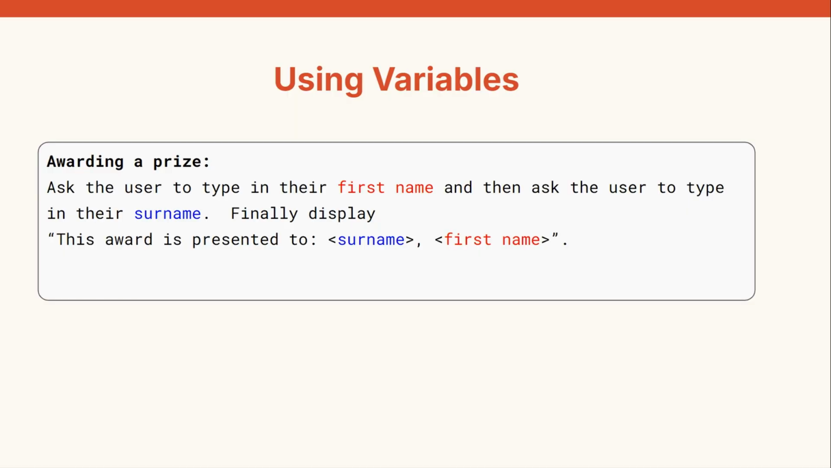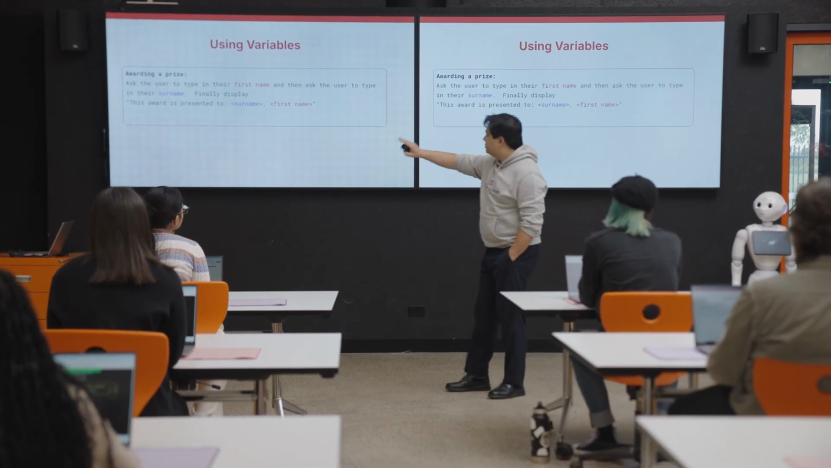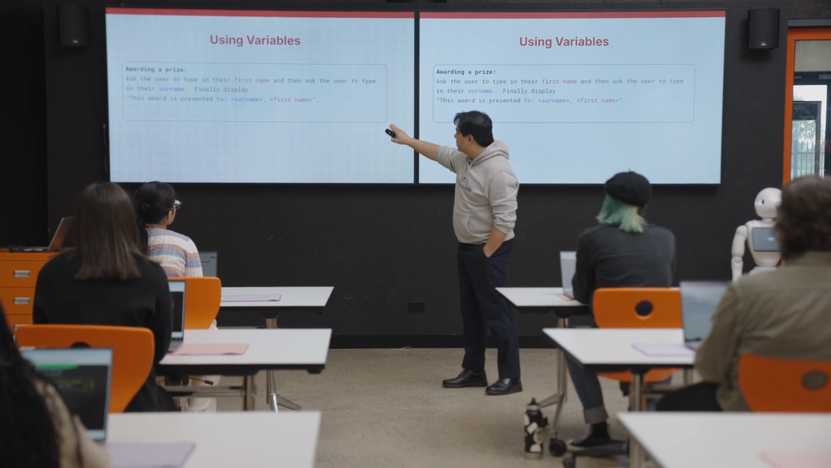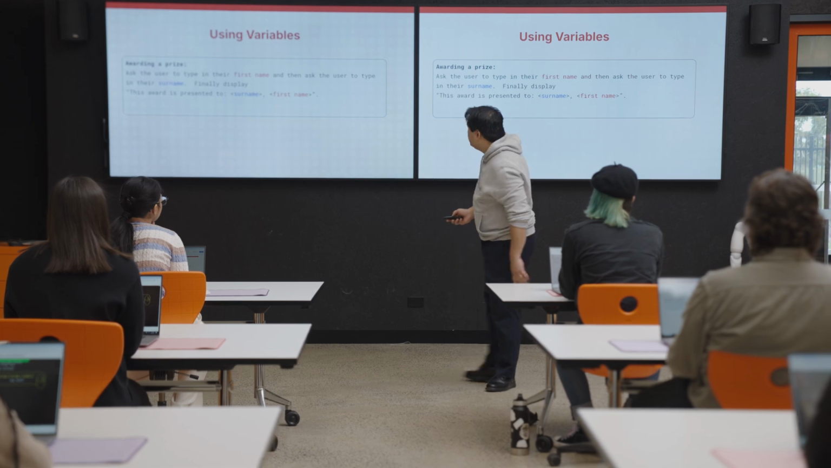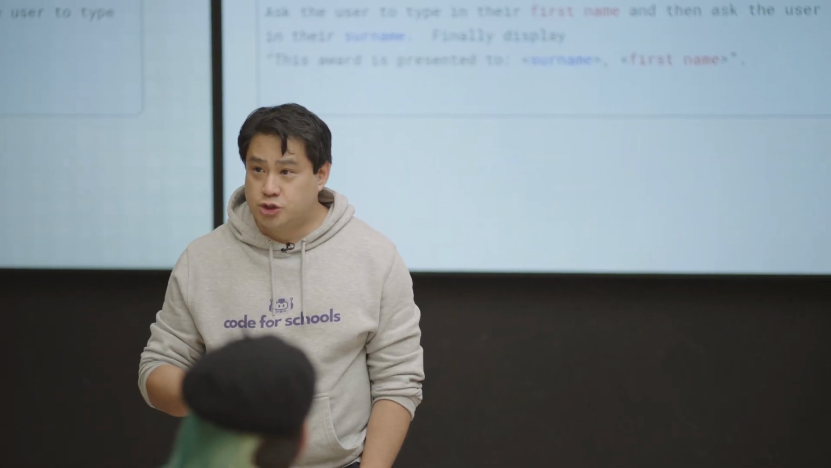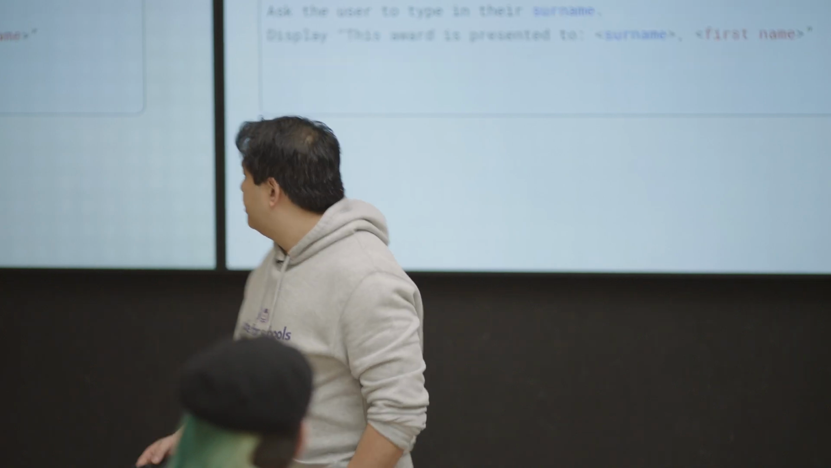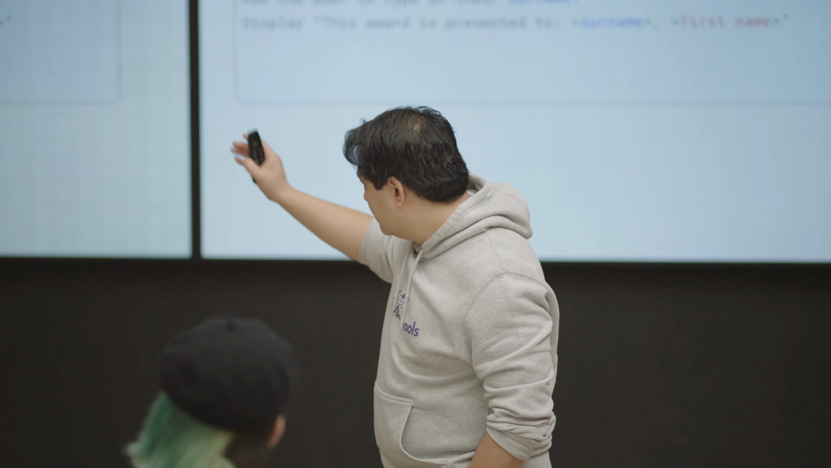It asks the user to type in their first name, so Jennifer, you said Jennifer, and then asks the user to type in their surname, so you said Pong, and then finally it displays this award is presented to surname, comma, first name. It has the scroll around it, but we won't worry about that for now. If you break that program down into 3 stages, the first stage asks the user to type in their first name. Second stage, type in their surname.